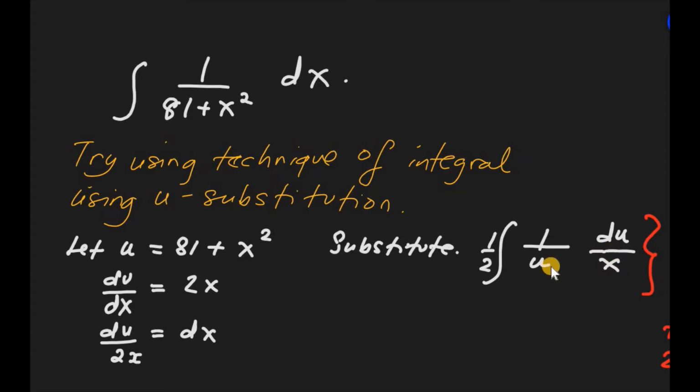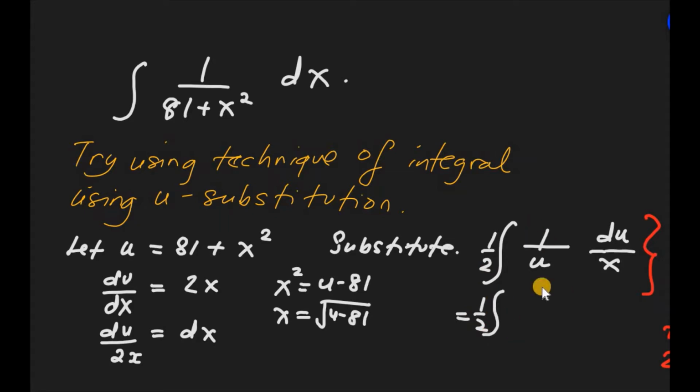So how do we replace the x? You can take it from here. For example, as we rearrange, x squared becomes u minus 81, so x is the radical of u minus 81. Let's substitute it further. So 1 over u, times the radical of u minus 81, du. Now it becomes more complicated than this, right? So we are stuck.